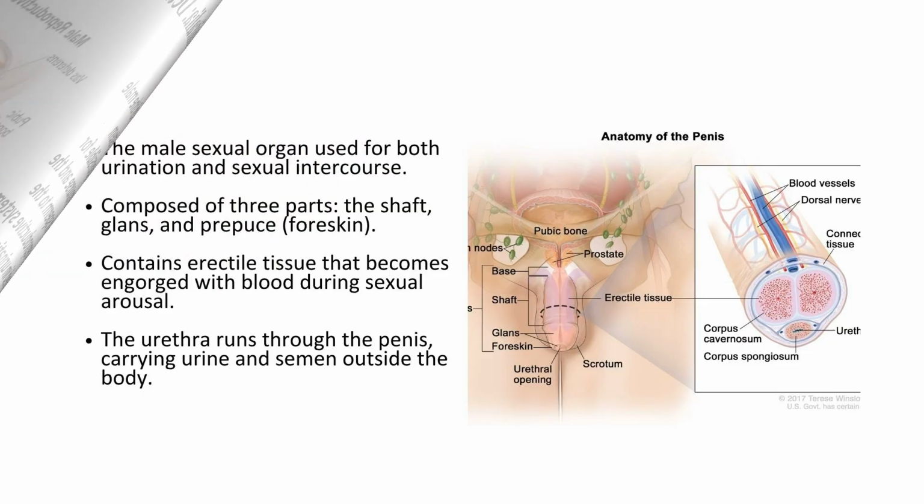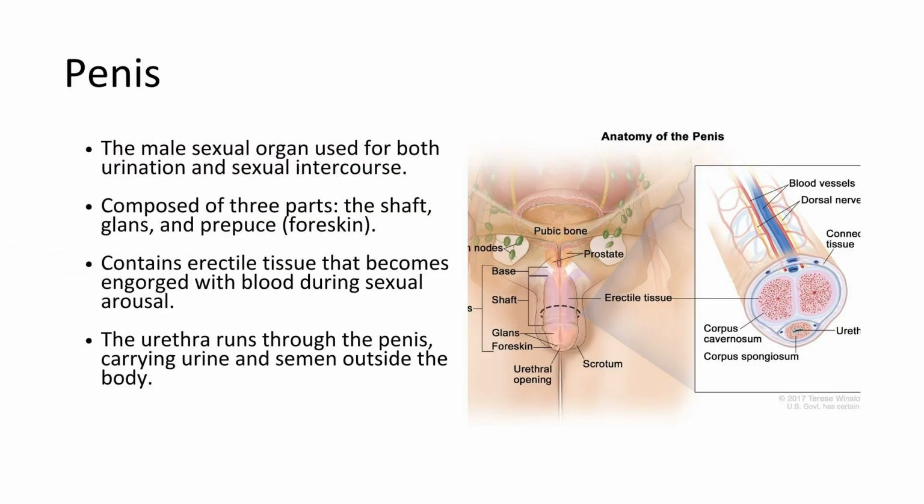1. Penis. The penis is the primary organ used for sexual intercourse and the passage of urine. It is composed of several important components that enable sexual function and reproduction. Anatomy of the penis. Shaft. The shaft is the long, cylindrical part of the penis. It contains 3 columns of erectile tissue and is the portion that becomes erect during sexual arousal.